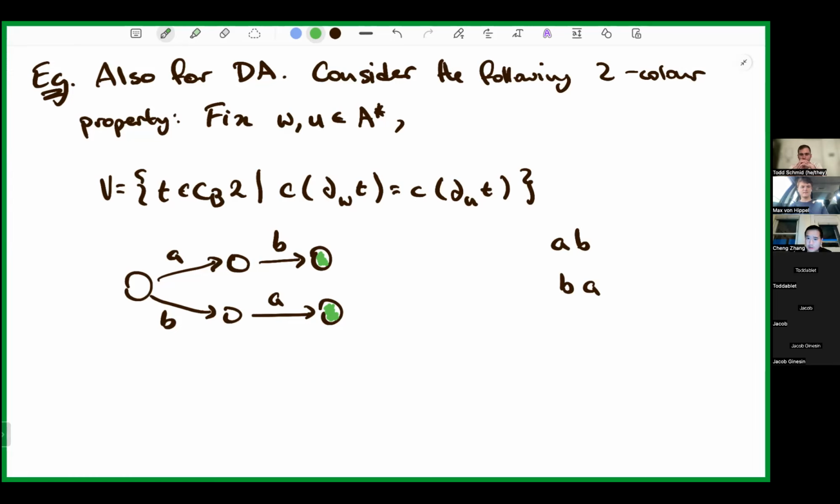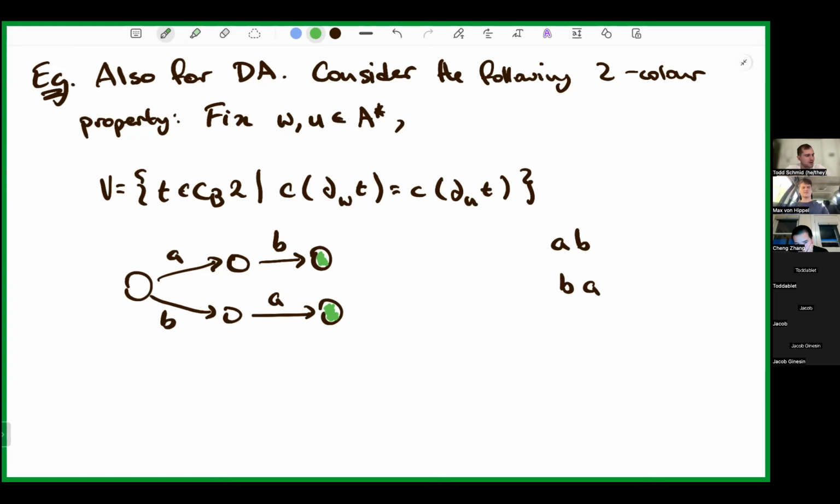Is it that all the accepting states have the same color? All the accepting states have the same color. I don't think that's correct. Sorry.